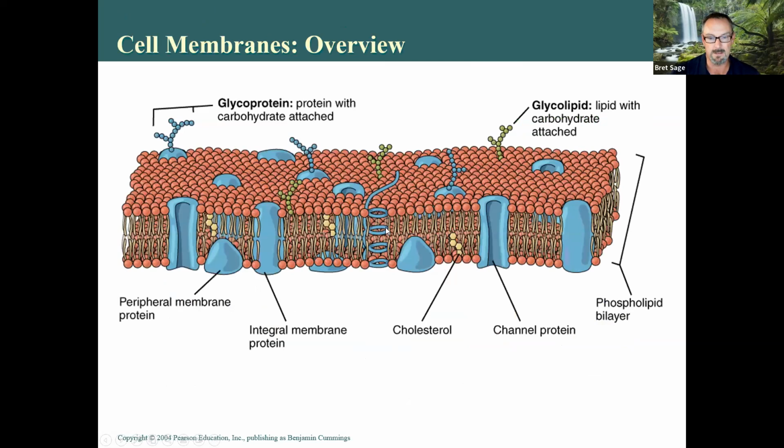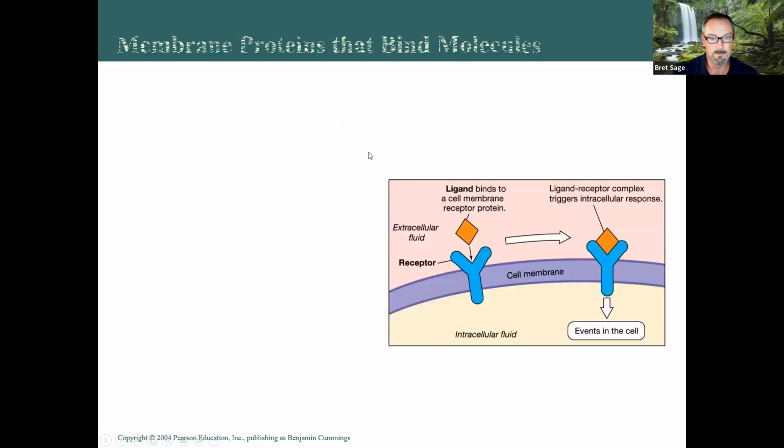Okay, this is an image, I believe, from your text showing you the different molecules that you would find in a cell membrane. There's the phospholipid bilayer, channel proteins that allow things in and out, integral membrane protein, which stabilizes or could act as an enzyme, and then glycoprotein, a protein with a carbohydrate attached. When there's a carbohydrate attached, this is part of the glycocalyx, and this is what the immune system uses to determine if a cell is part of you or an invader.